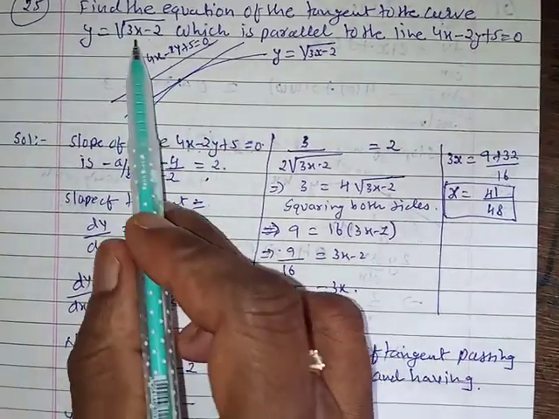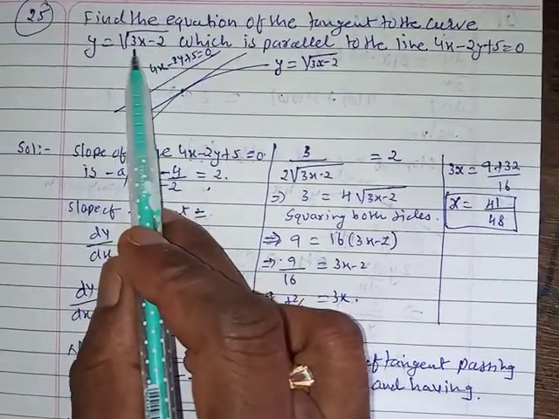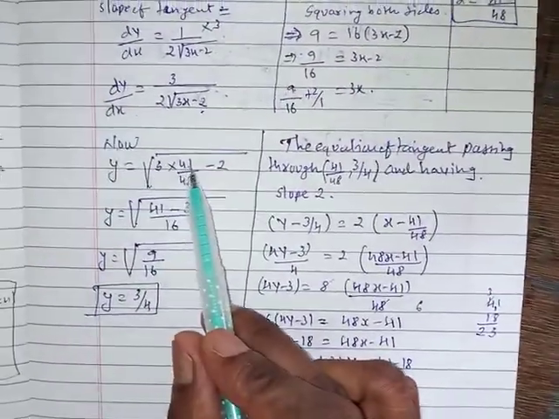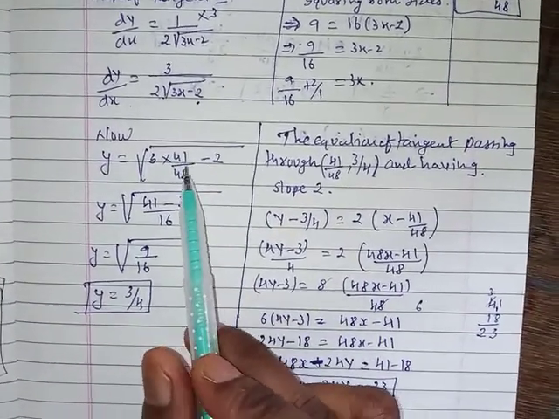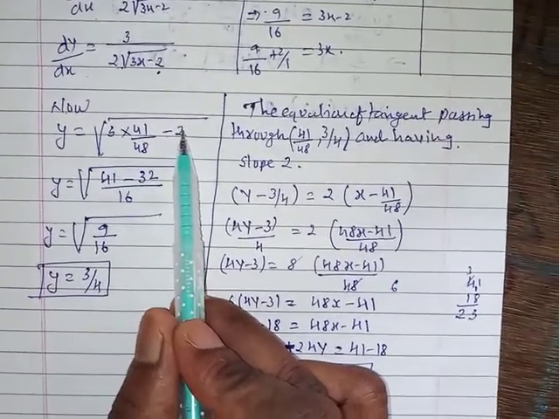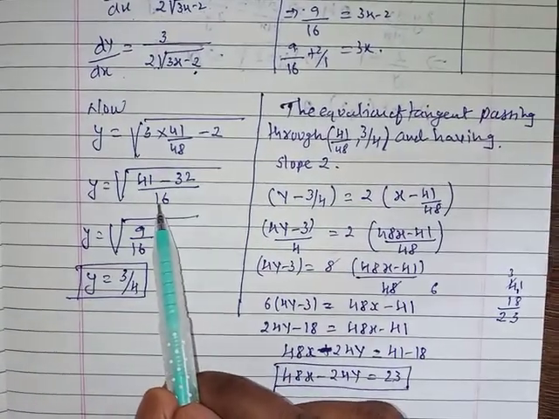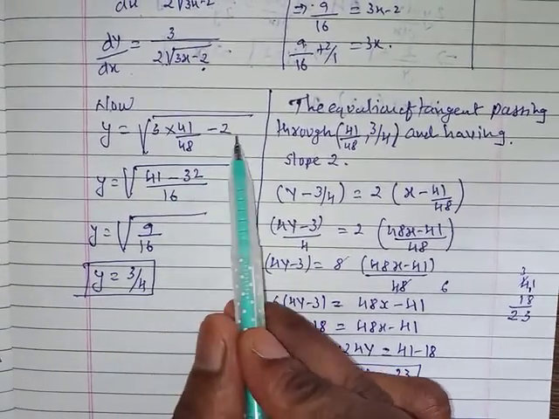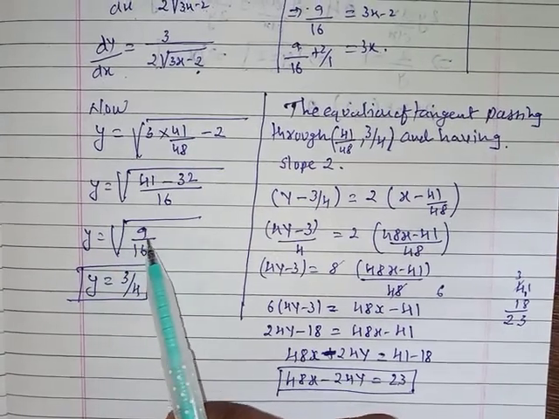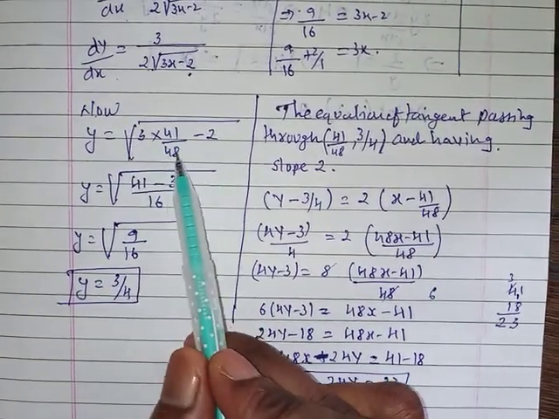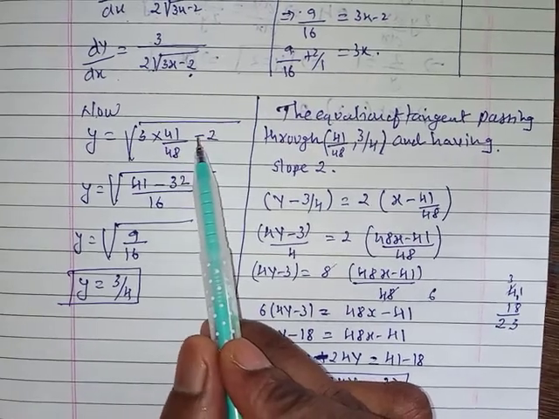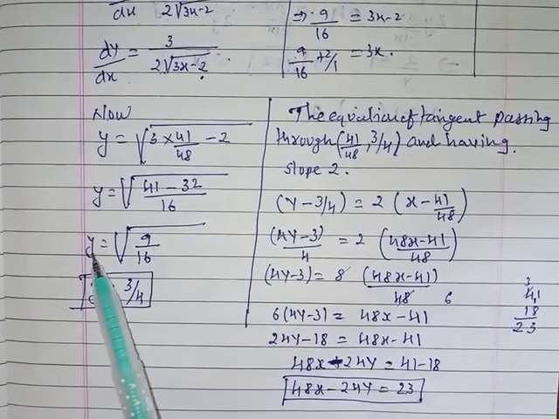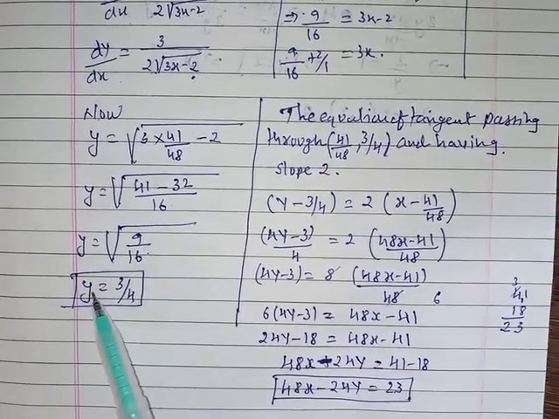And if you substitute the value of x in the given equation of the curve, y is equal to root of 3 times 41 upon 48 minus 2. So 41 into 3 and 48 into 2. If you multiply this and simplify, you cancel this 3, you will get 16. Then y is equal to root of 41 upon 16 minus 2. Take LCM, 16 twos are 32. So 41 minus 32 upon 16, so y is equal to root of 9 by 16. So y is equal to 3 by 4.